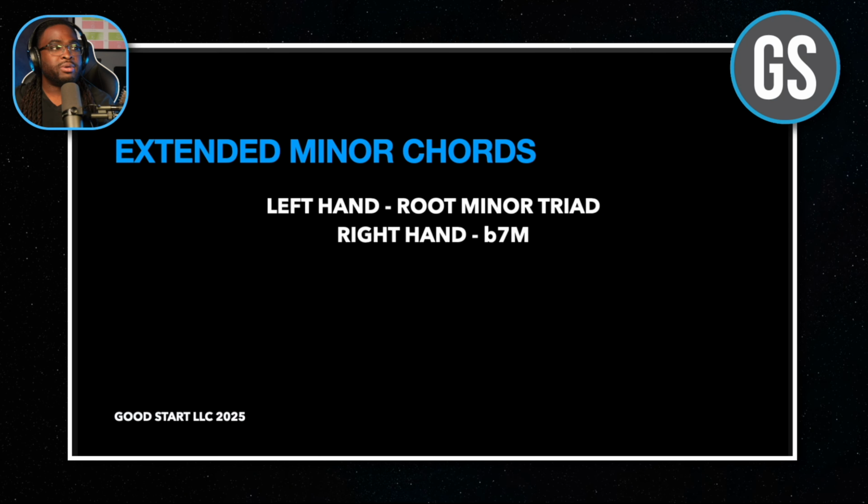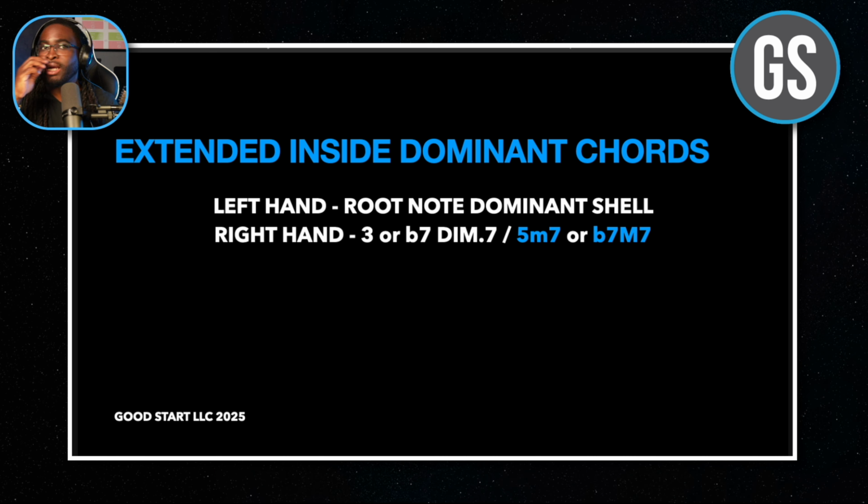Now let's keep on pushing. So now we can talk about our extended inside dominant chords. So our left hand, we're going to use a dominant shell. I'm going to show you the dominant shell. And then our right hand, we're going to play off of the 3rd degree or the flat 7th degree, diminished 7. All right. We'll talk about the other option next, but let's talk about this one first.